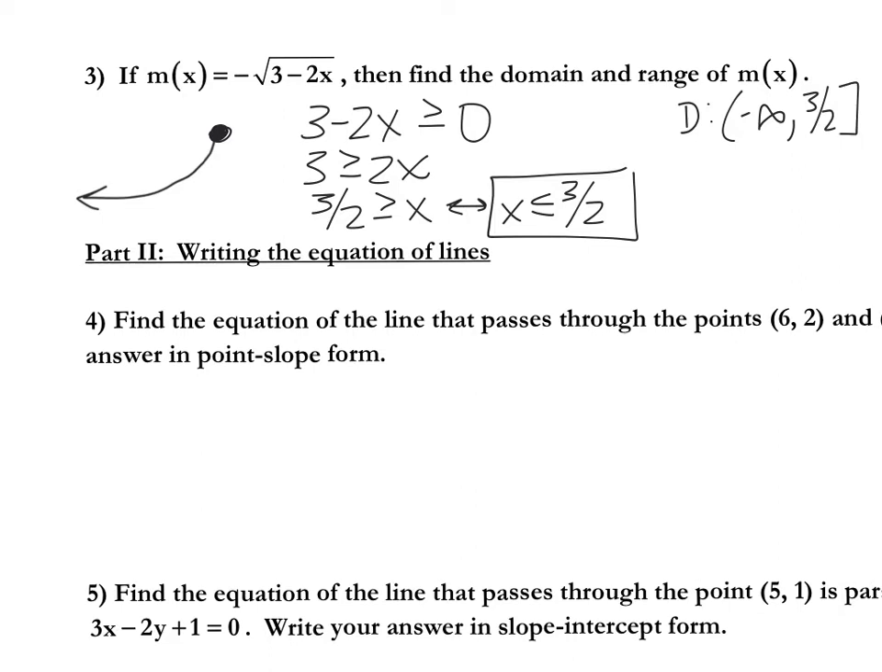And it's a bracket because you are allowed to square root 0. It doesn't have to be a parenthesis. You can take the square root of 0. The answer is 0. And then the range.